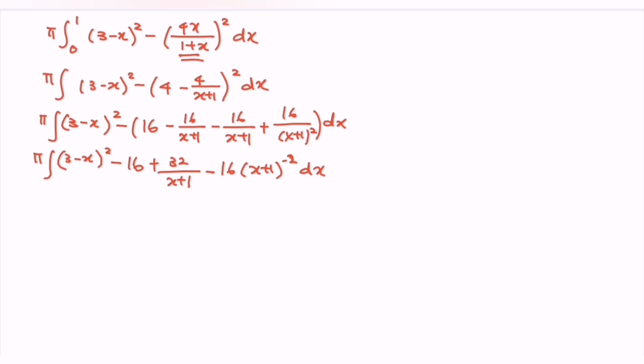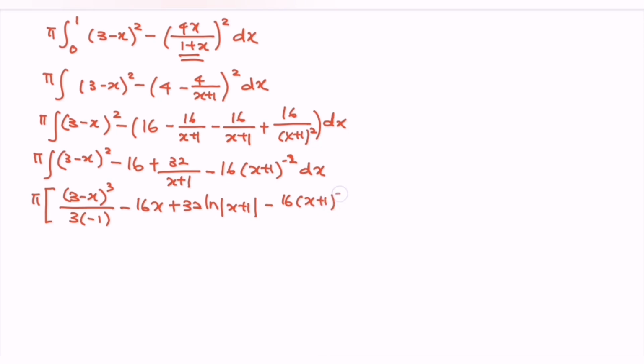So next, what we have to do is to integrate. So here we have pi, in brackets, (3 minus x) to the power of 3 over 3. Do you remember? Differentiate the internal function, negative 1. Minus 16x plus 32 ln(x plus 1), minus 16 (x plus 1) to the power of negative 1 over negative 1. Limits 1, 0.